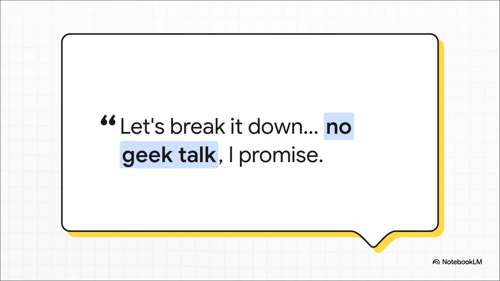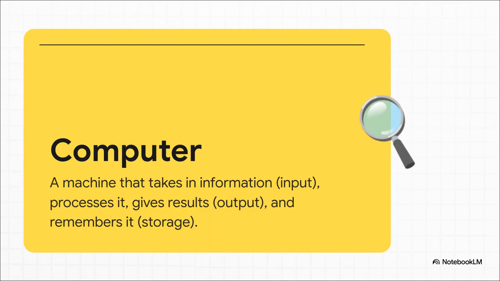So, let's start with the absolute basics. If you strip away all the fancy apps and software, a computer really only does 4 things over and over again. It takes information in, which we call input. It thinks about that information. That's processing. It shows us the results of that thinking. That's the output. And if we wanted to, it remembers everything for later. That's storage. That is the entire loop right there.